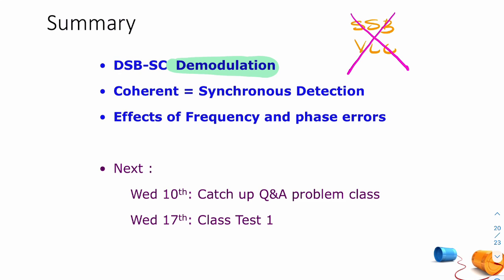Okay, so we've spoken about how synchronous, coherent demodulation works mathematically, and we spoke about the effect of having a frequency error and a phase error. And we said the frequency error, that's your delta omega, and your phase error, delta phi. And we said that frequency error results in beating in the recovered message, and phase error results in attenuation.